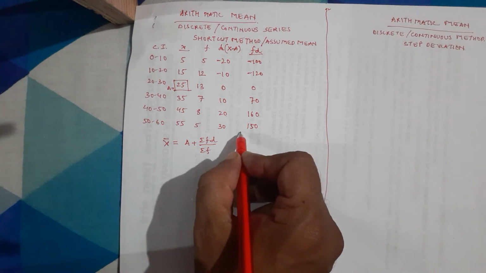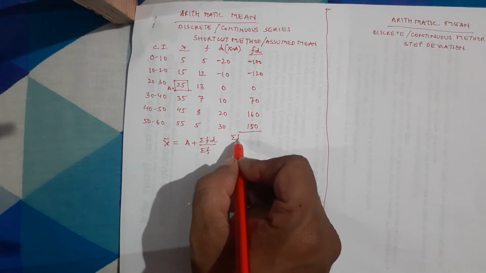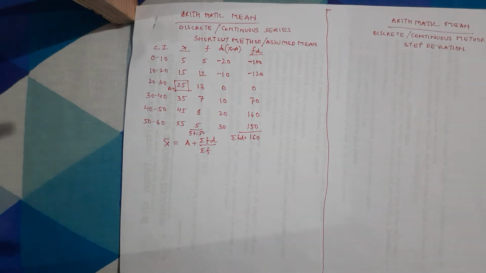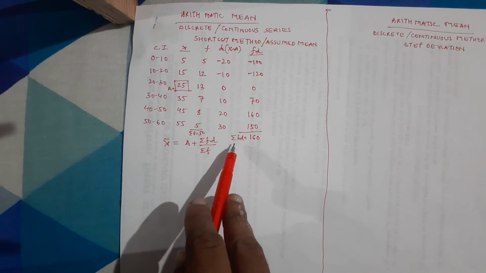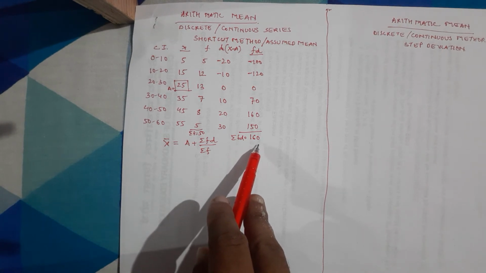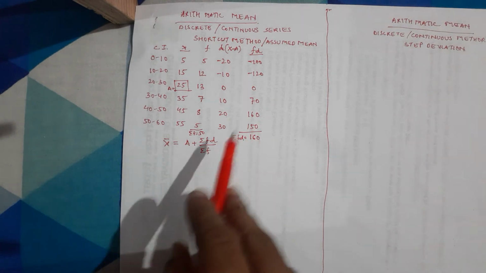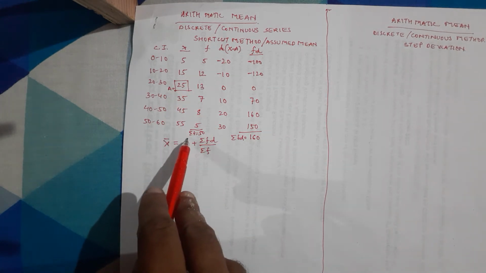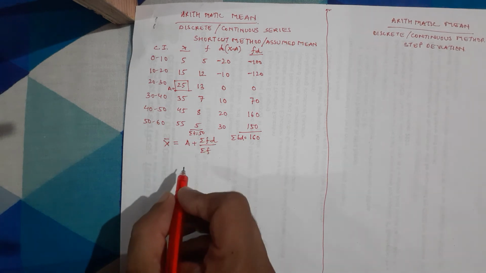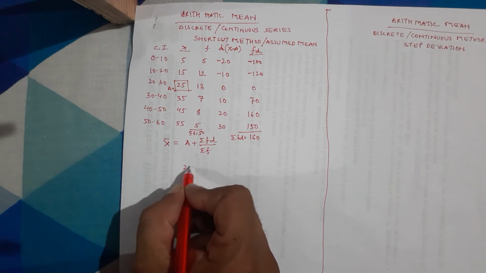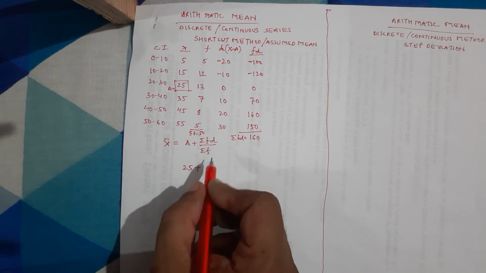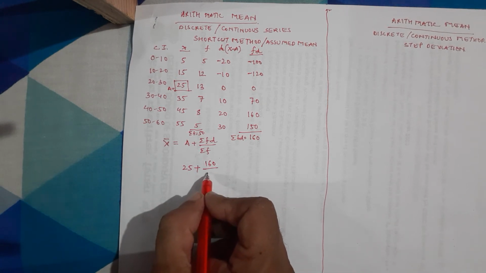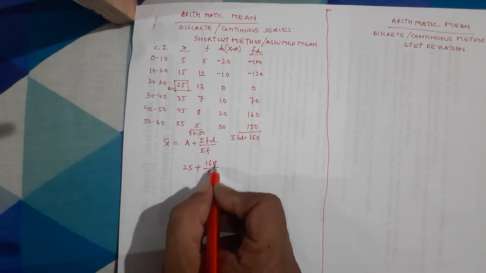Now we will take the summation of fd. So here we have got summation fd as 160. A we have got 25. Summation f is 50. Putting these values here, a is 25 plus summation fd is 160 upon summation f, that is 50.